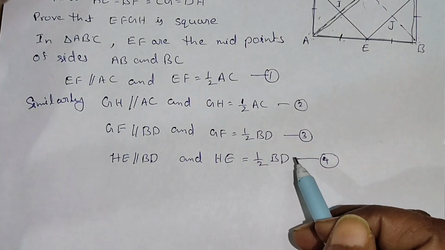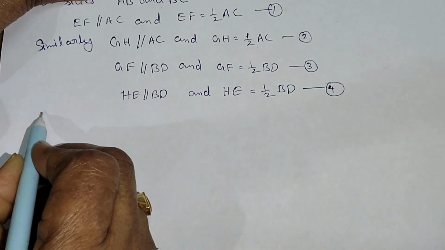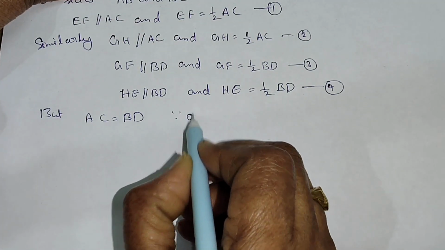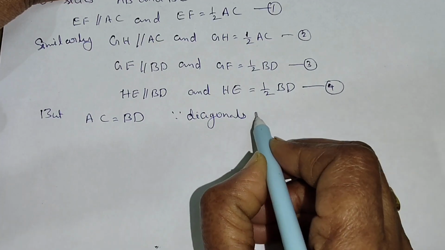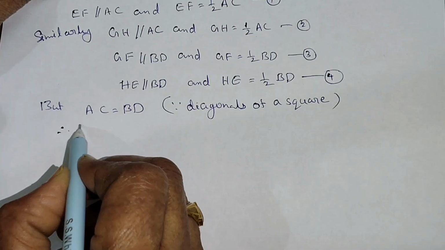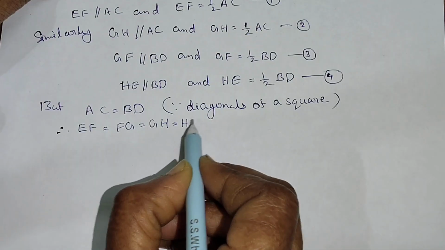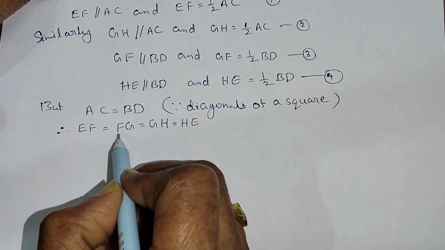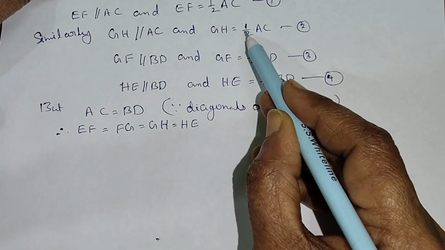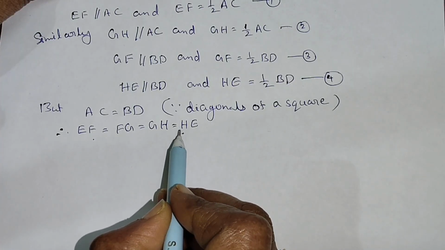Now AC and BD are the diagonals of the square, and in a square diagonals are equal. So AC equal to BD. Therefore EF equal to FG equal to GH equal to HE. So these four lengths are equal.